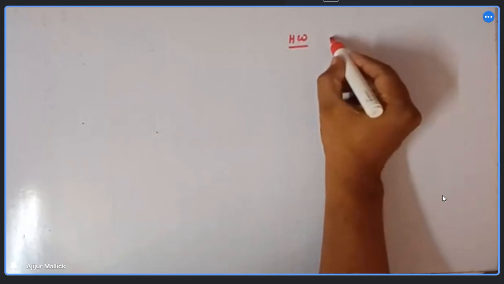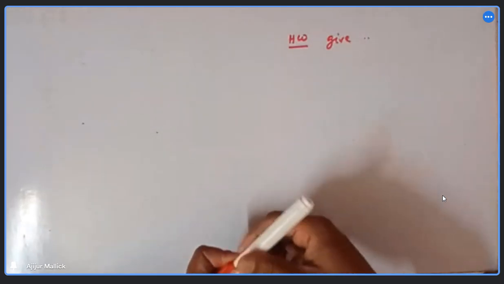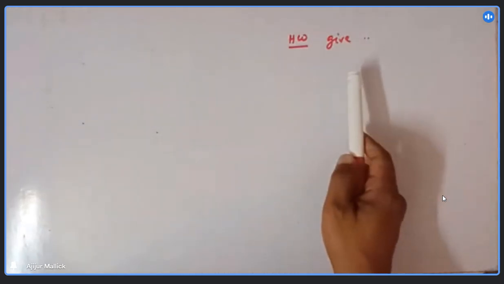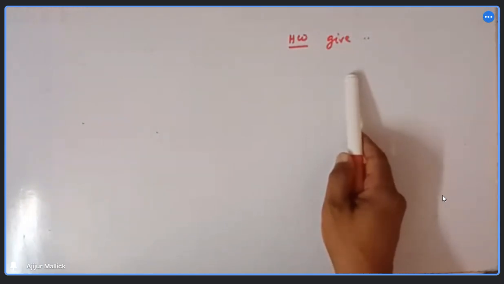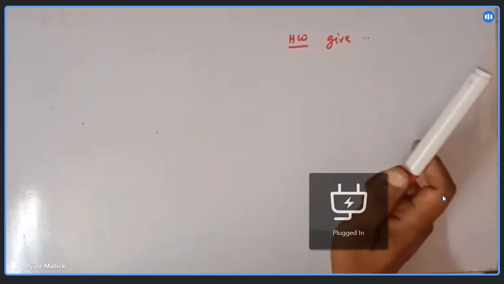So let us start now. Last class I gave a homework. This was the homework: give an example of a function which does not satisfy the conditions of Rolle's theorem, but yet there exists a value of c.